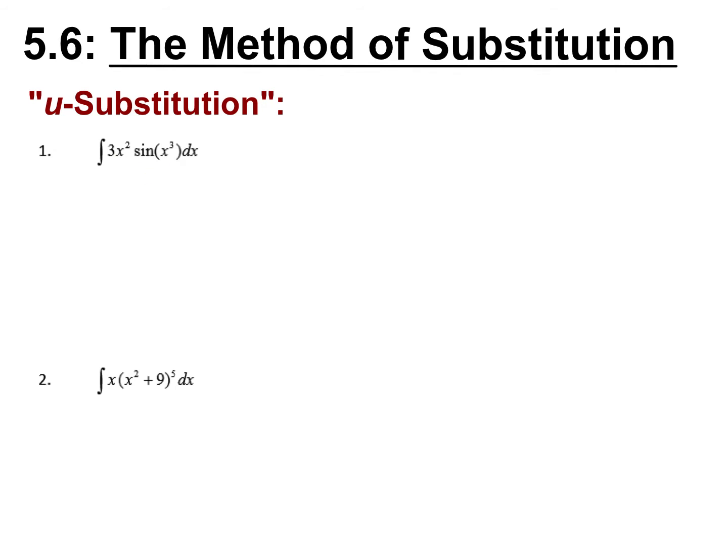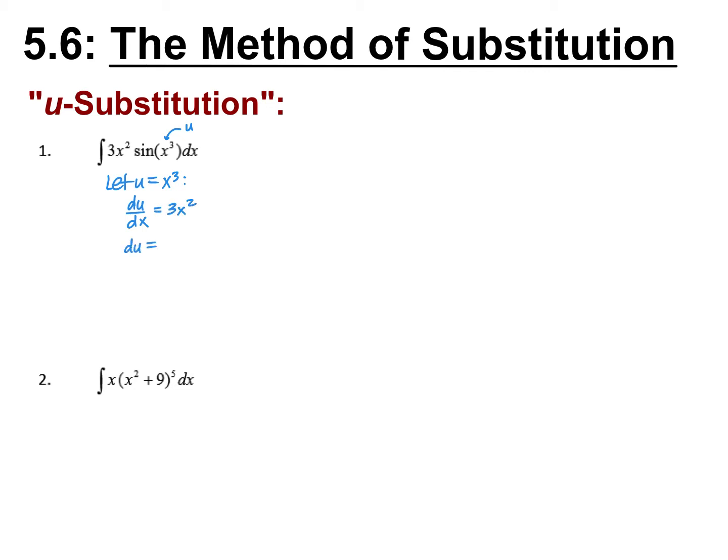And so for this first one, what we're going to do is we're going to let u equal x cubed. Well, if we let u equal x cubed, then this becomes sine u. Sine u is something that we know how to find the antiderivative of. After we set our u substitution, we're going to differentiate u with respect to x. So we have du dx equal to 3x squared.